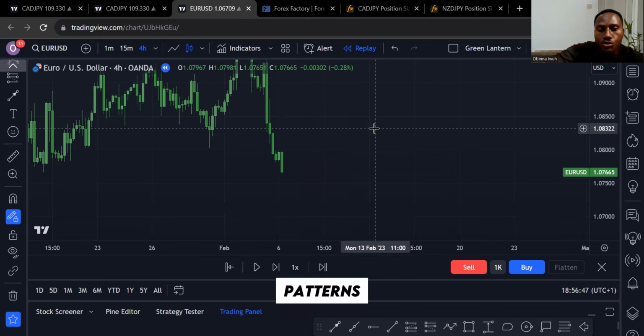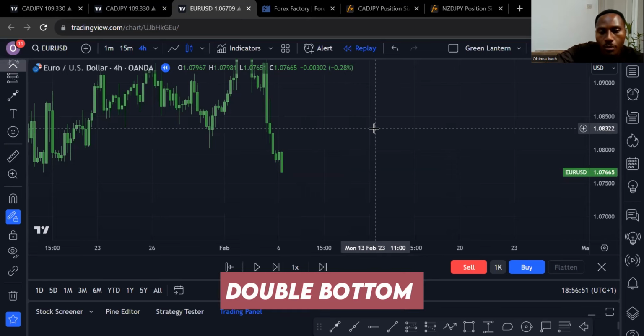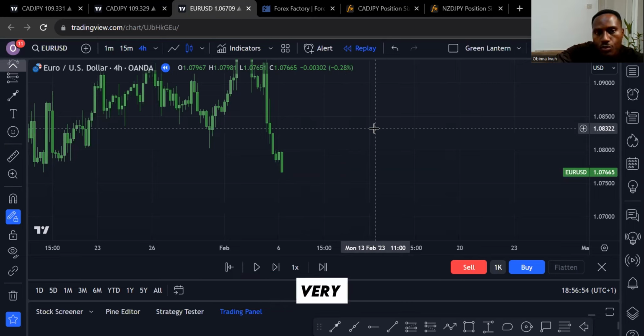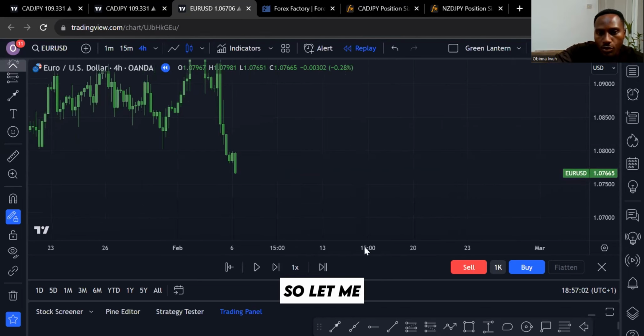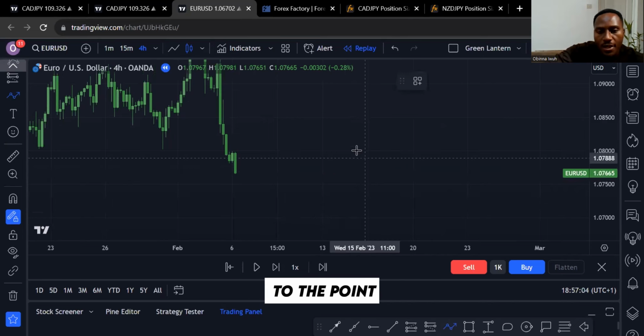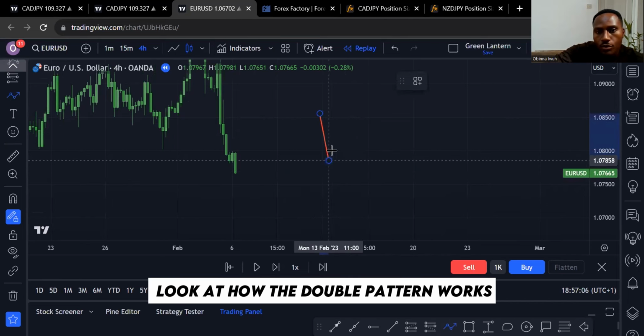One of the best patterns to use while trading is the double top and double bottom pattern, because they are very simple and easy for traders to understand and identify. And how do you go about this? Let me go straight to the point. First, let's look at how the double pattern works.